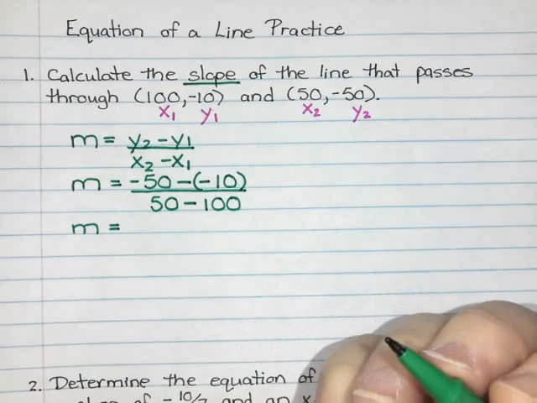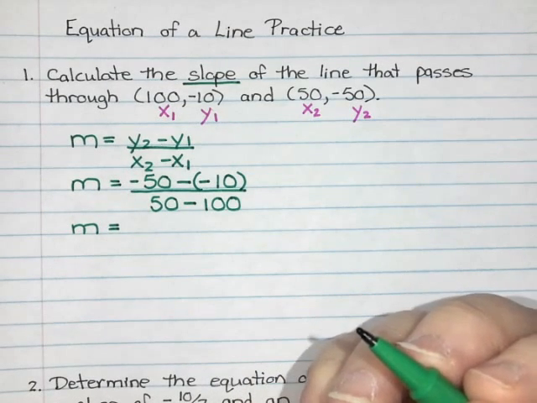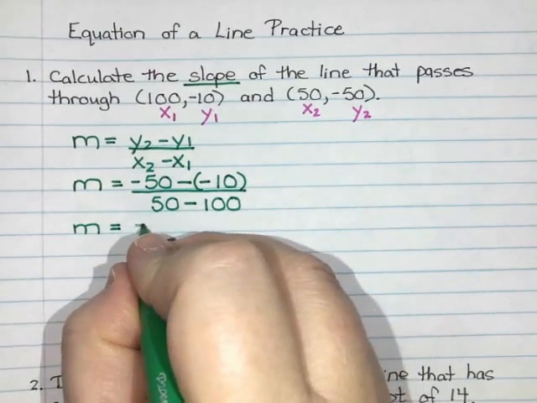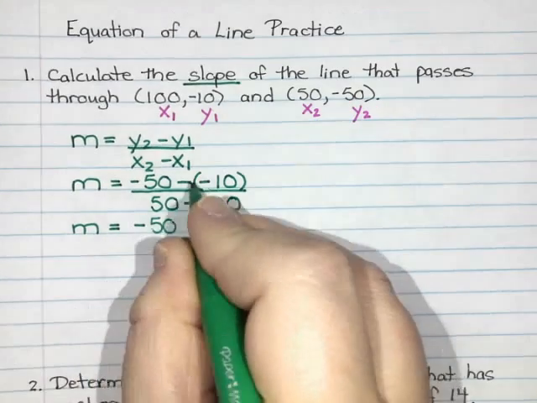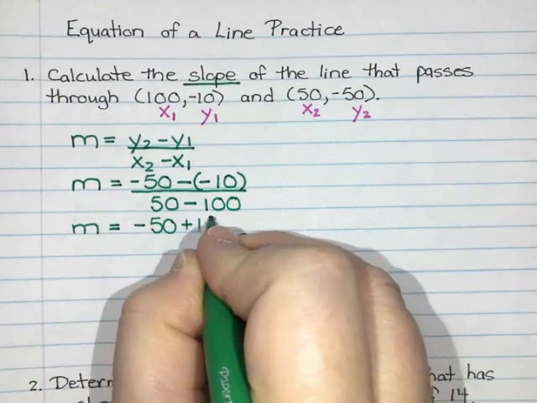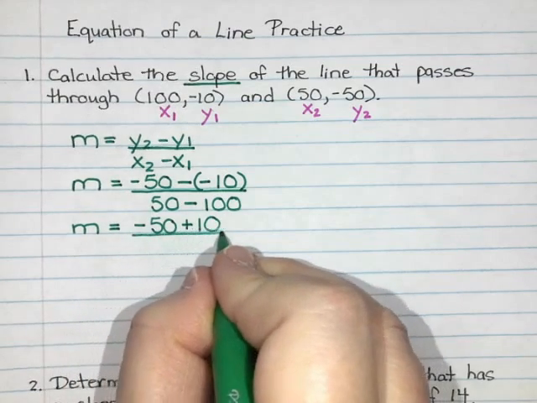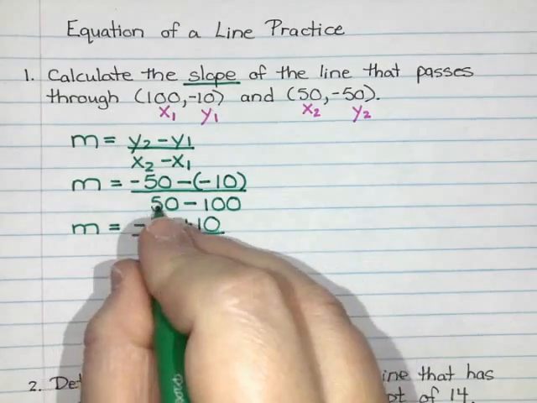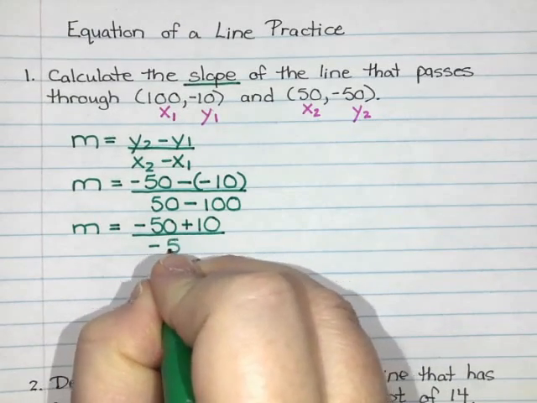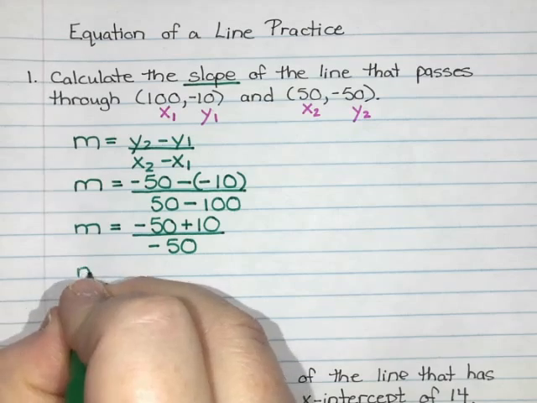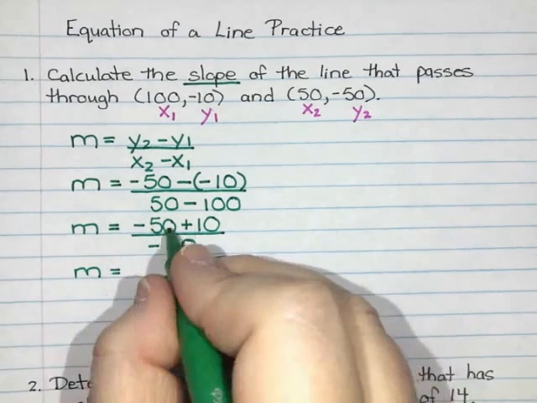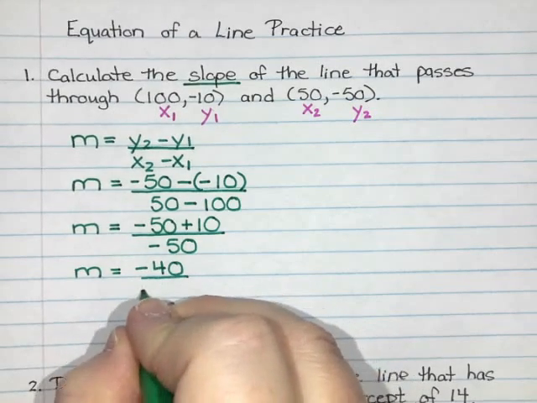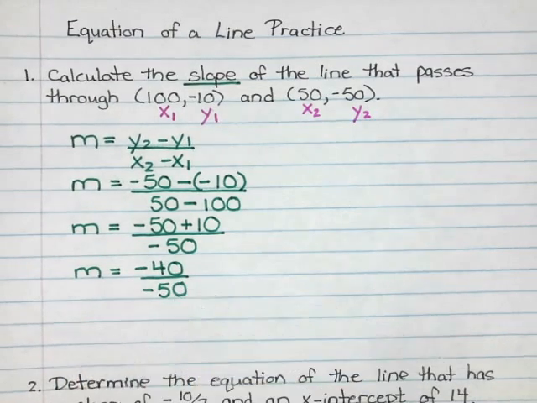I think the worst part about calculating some of these slopes are the negatives. So I have 2 negative signs in a row here, which I don't really like. So I'm going to simplify that to be -50 plus 10. If you want to do it on your calculator in one step, that is fine. If you can do it in your head in one step, that is also fine. 50 take away 100 is -50. Same thing, if you need to use a calculator to do that, go for it. -50 plus 10 is -40, and then that's divided by -50.